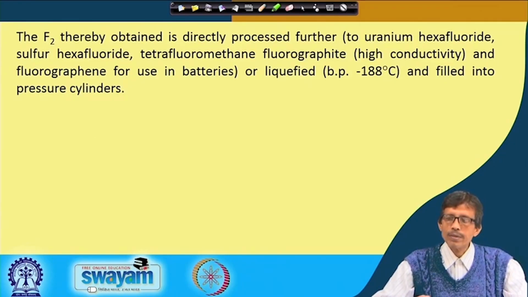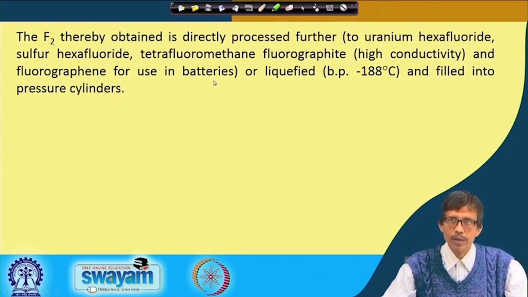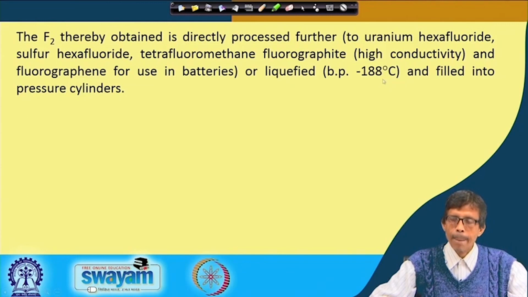So, these graphenes are mostly useful. Fluorographene we use for making batteries, the lithium ion battery, the sodium ion batteries and all these things. Making this fluorographene is also a very useful or challenging task. Sometimes you can liquefy it, with a boiling point of minus 188 degrees centigrade.